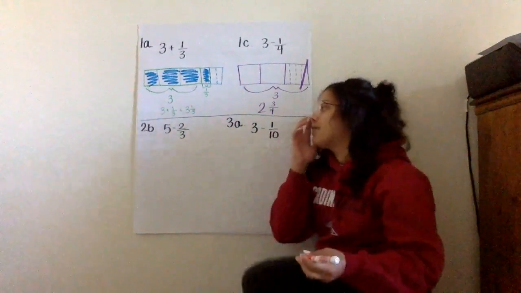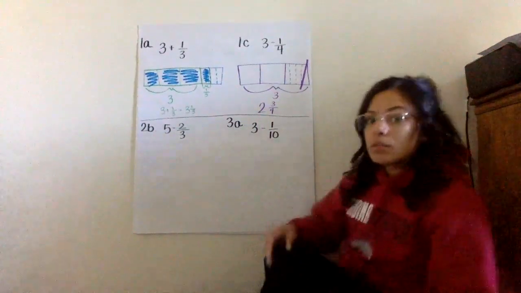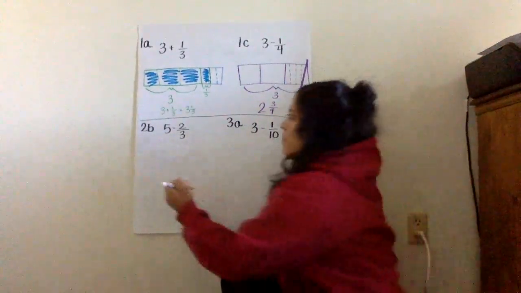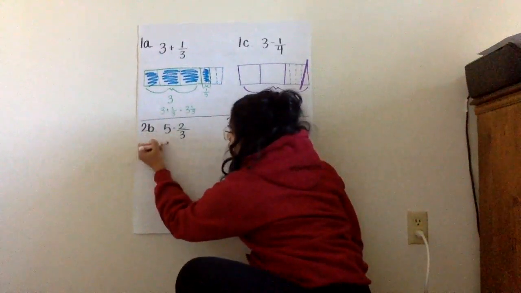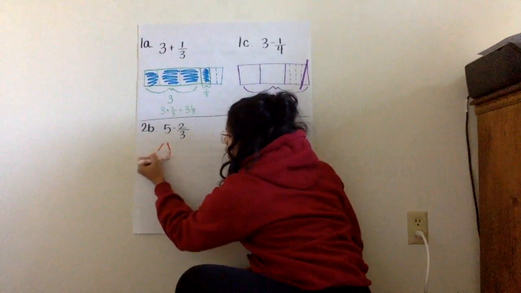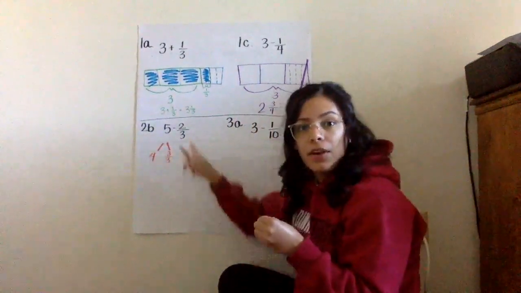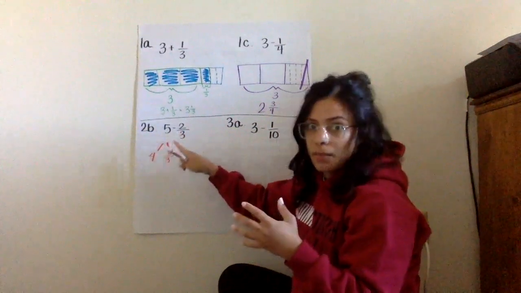We have 5, and we're going to take away 2/3. So I'm going to start by reminding myself with a number bond. 5 is the equivalent of doing 4 and 3/3. If I were to add those together, I would get 5 as a sum.